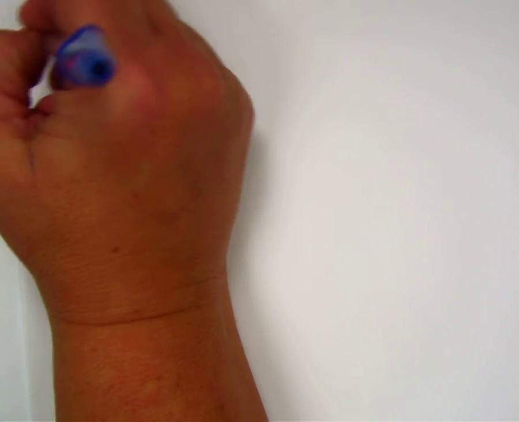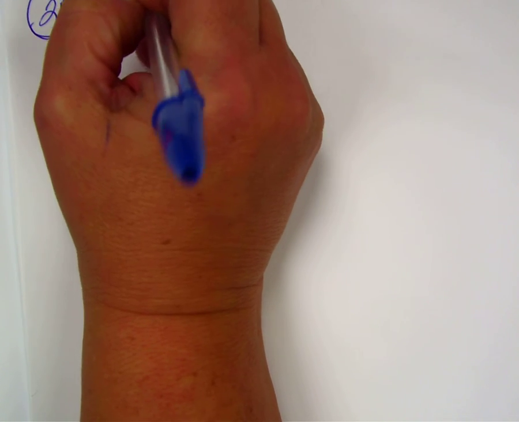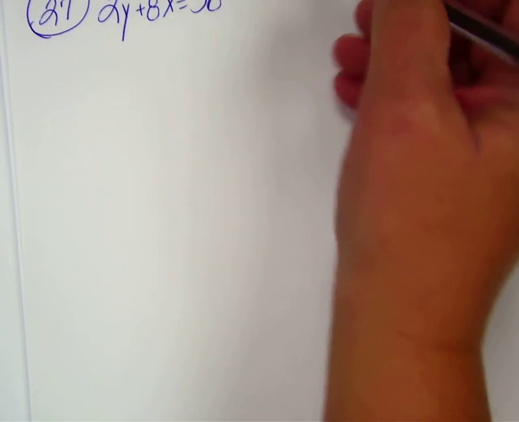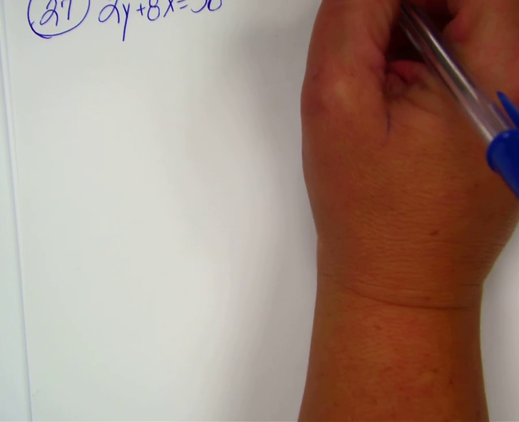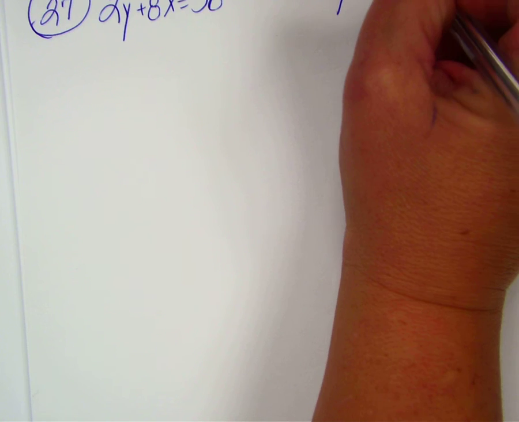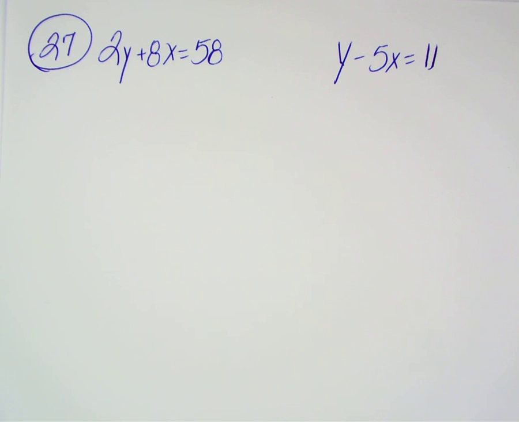Okay, 27. Two y plus 8x equals 58, and y minus 5x equals 11. We're supposed to solve this system of equations. We've done this by graphing, elimination, substitution, matrix equations. So how do you want to do it?